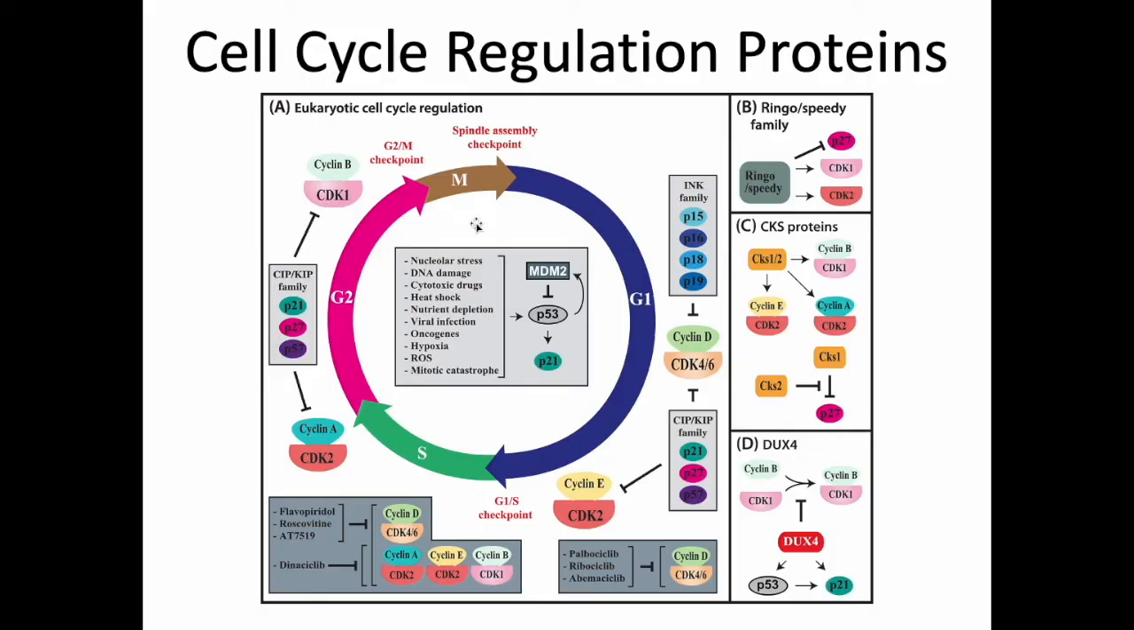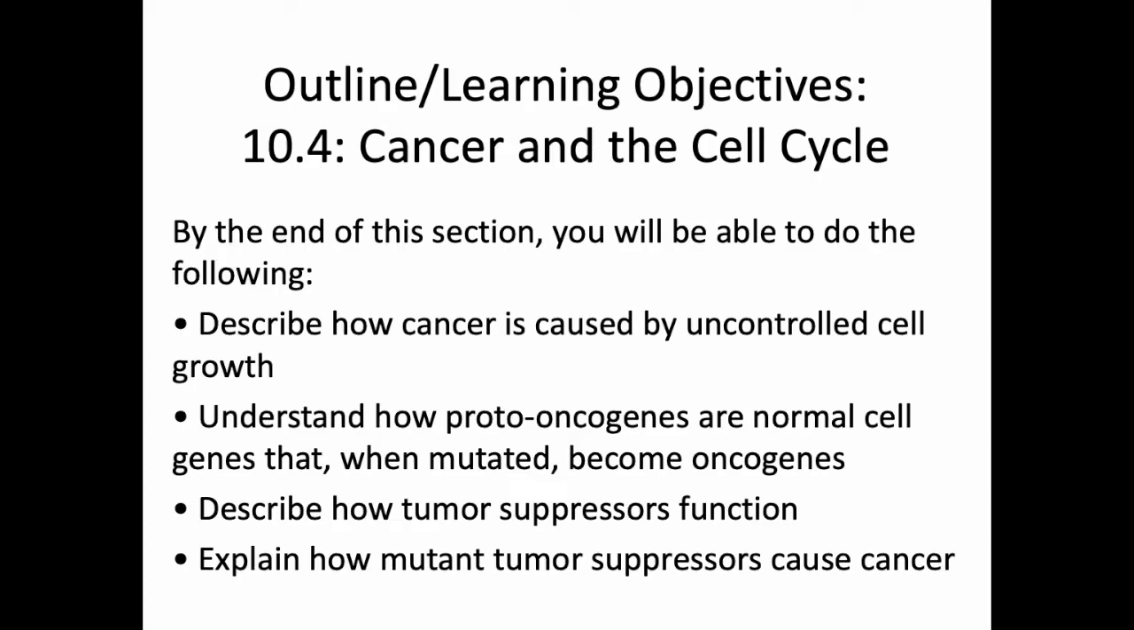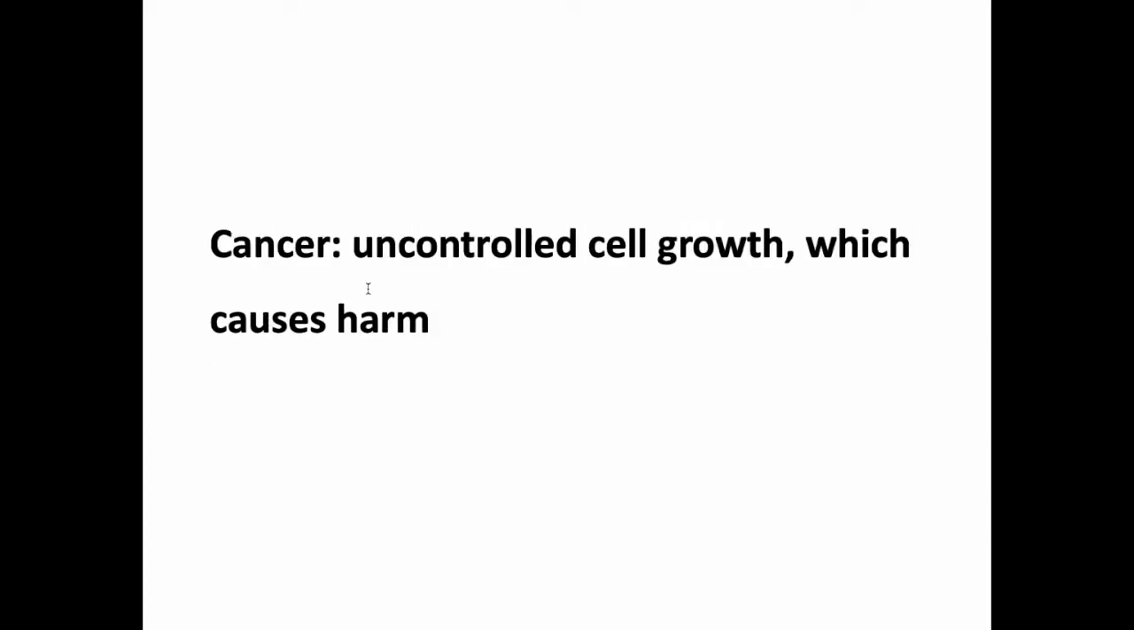However, nothing is perfect. Nothing ever works the way it's supposed to 100% of the time. It is possible to get cells that are not properly regulated, that divide when they are not supposed to divide. This leads us to the next topic, cancer. So we could define cancer as the uncontrolled cell growth, which causes harm.